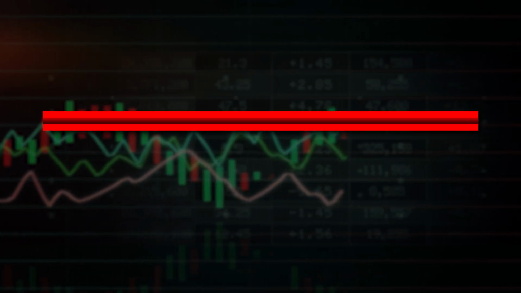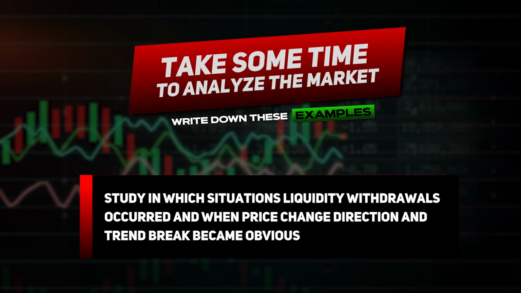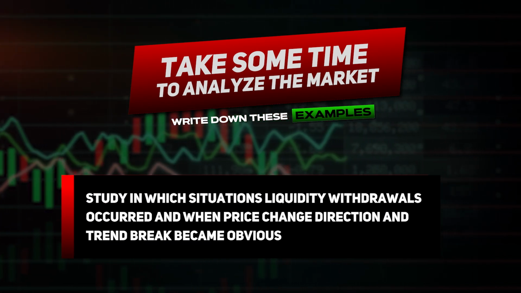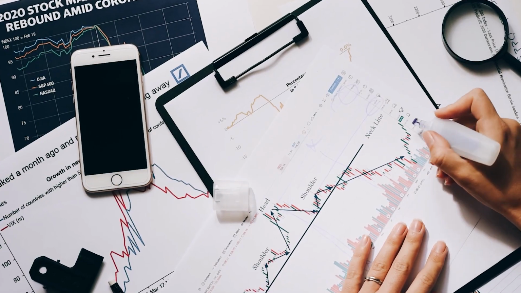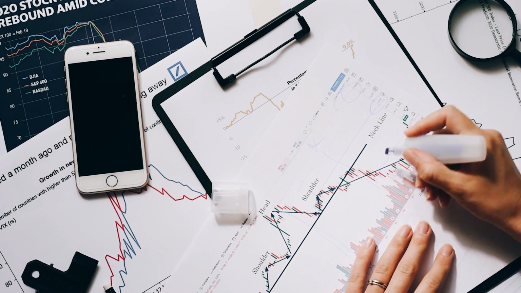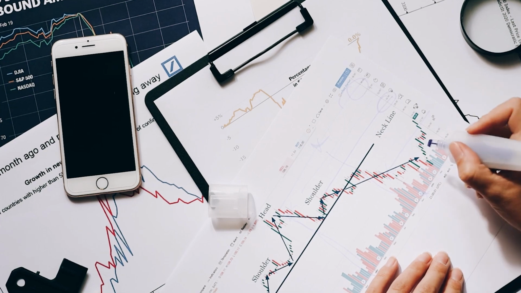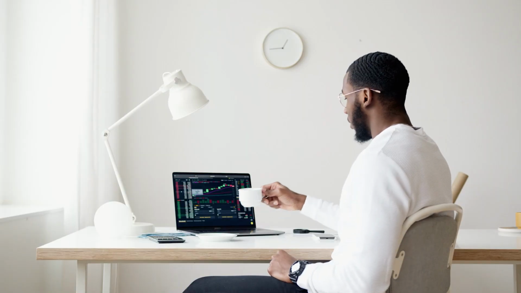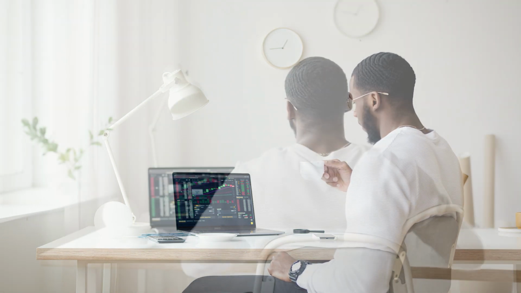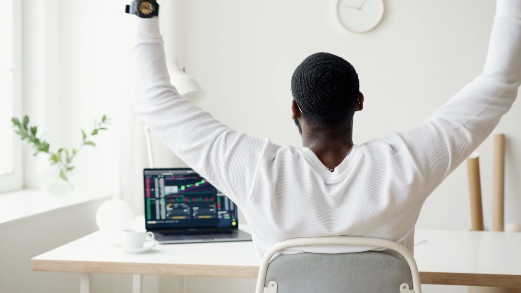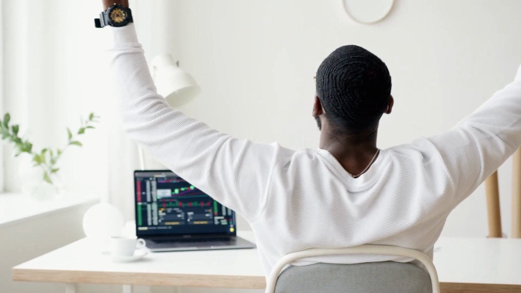Take some time to analyze the market carefully. Write down these examples. Study in which situations liquidity withdrawals occurred and when price change direction and trend break became obvious. These actions will help you consolidate your knowledge and turn theory into practice. Understanding market structure and liquidity withdrawal will not come overnight, but with each day of your analysis, you will become better and better. In trading, success belongs to those who work hard and methodically on their skills. And today you can take another important step forward.